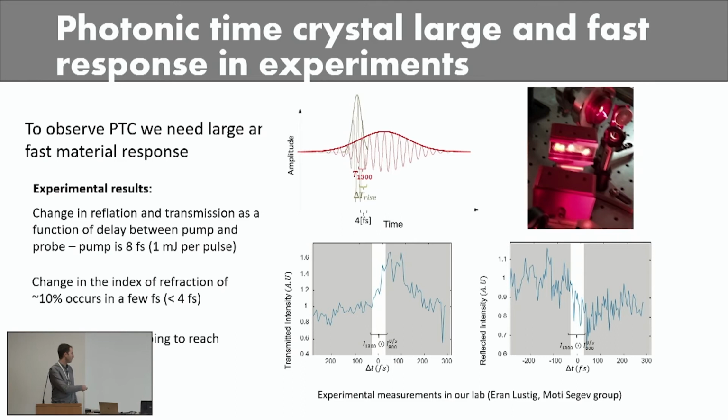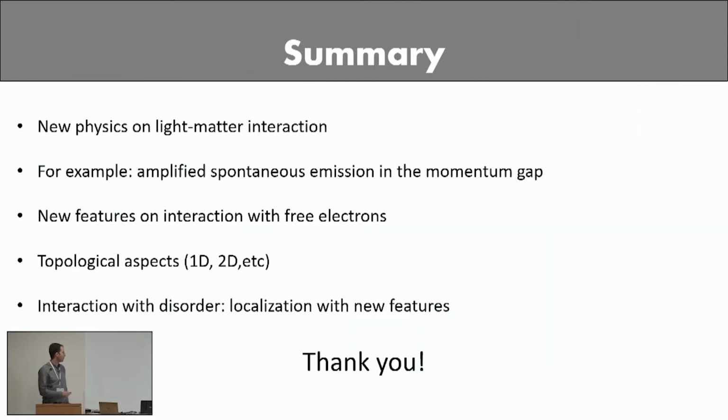These are initial results. And to summarize, we have new physics on light-matter interaction. For example, amplified spontaneous emission in the momentum gap. We have new features with free electrons, topological aspects in these structures, and interactions with disorder, which I did not have time to go through, but now we have a PRL published, accepted, so you can read it there. So thank you very much.